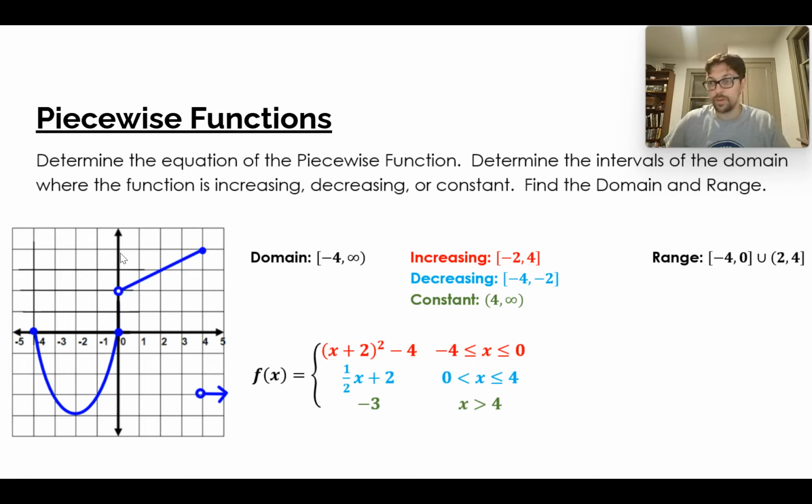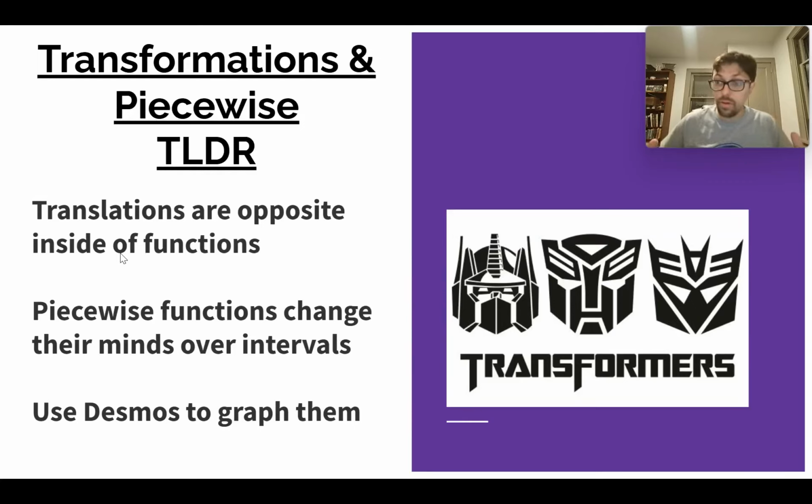So that's our range. That's it for our video on transformations and piecewise functions. A reminder that translations are opposite when they're inside of that function. So when you go to the left, it's addition, and when you go to the right, it's subtraction. But on the outside, it is normal. Up is plus, and down is minus.